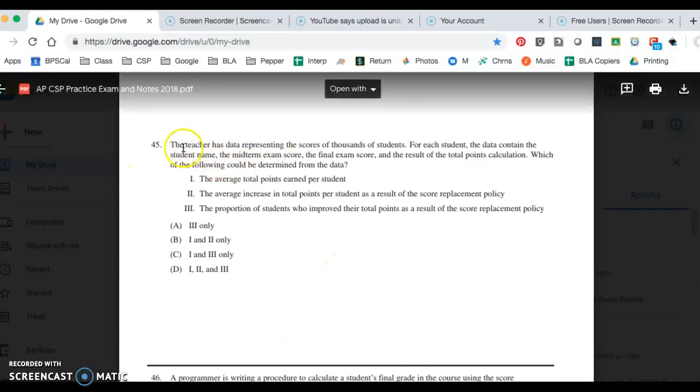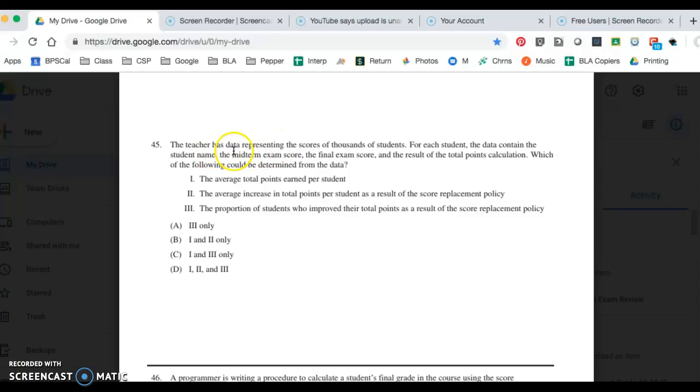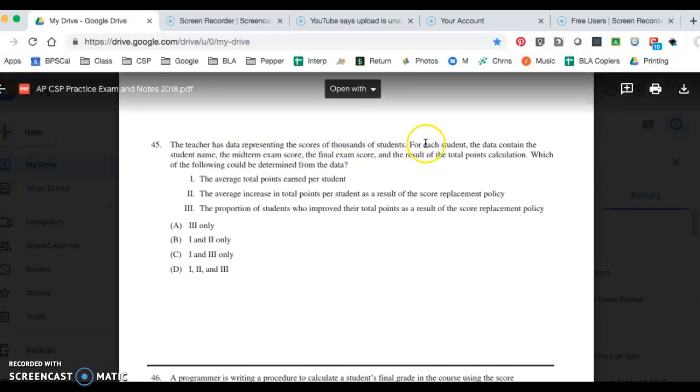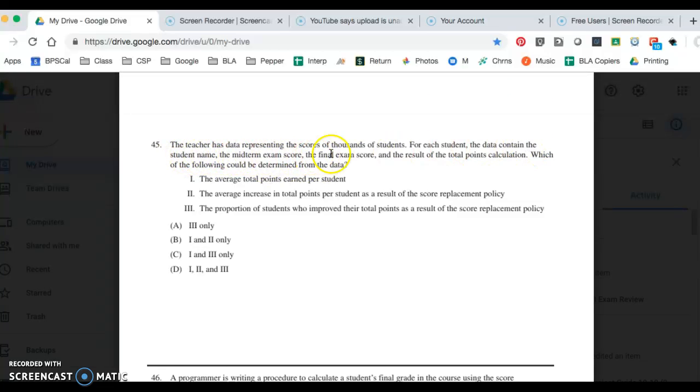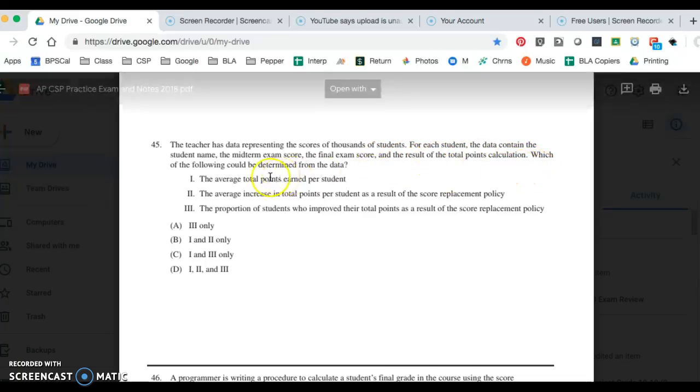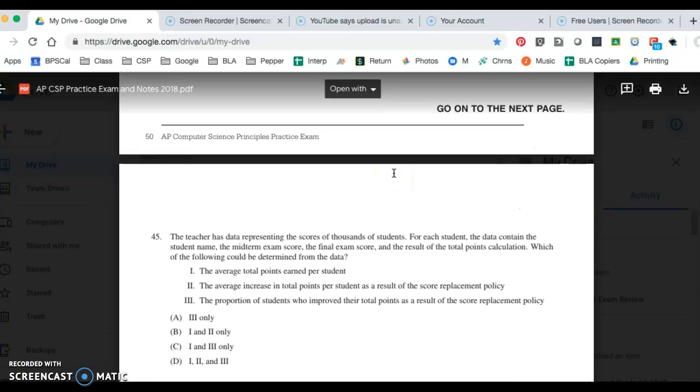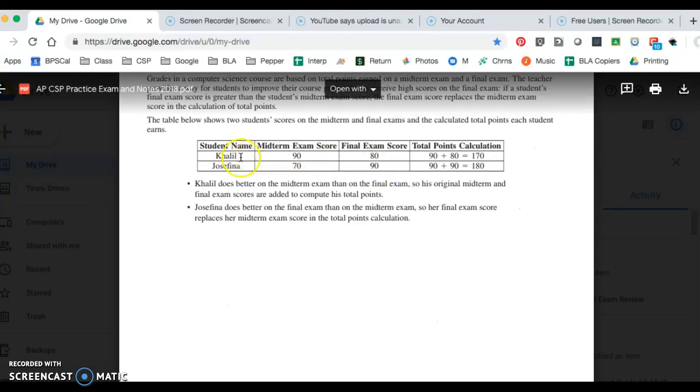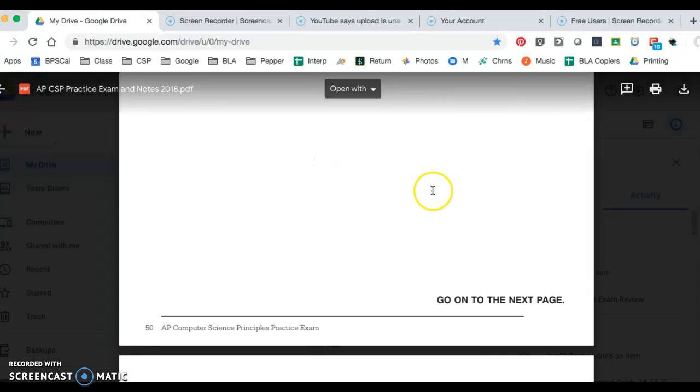So number 45, the teacher has data representing scores of thousands of students. For each student, the data has the name, the midterm exam score, and the final exam score, and the result of the points calculation. Which of the following could be determined? So let's have a little look at that data. We have the name, the midterm, the final, and the total points calculation.